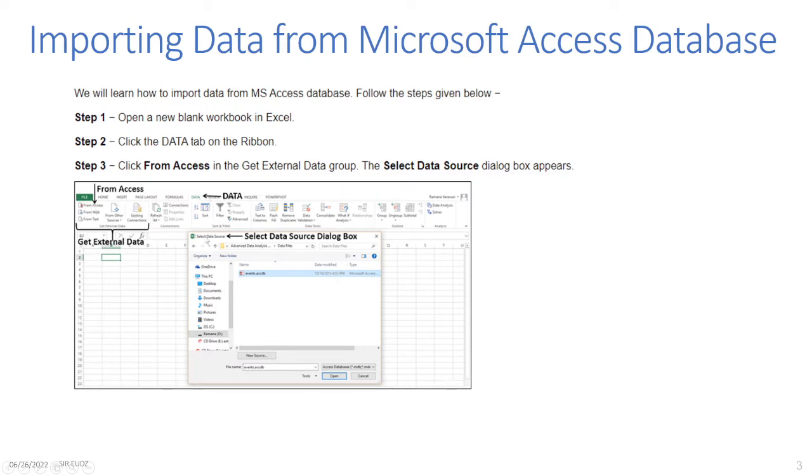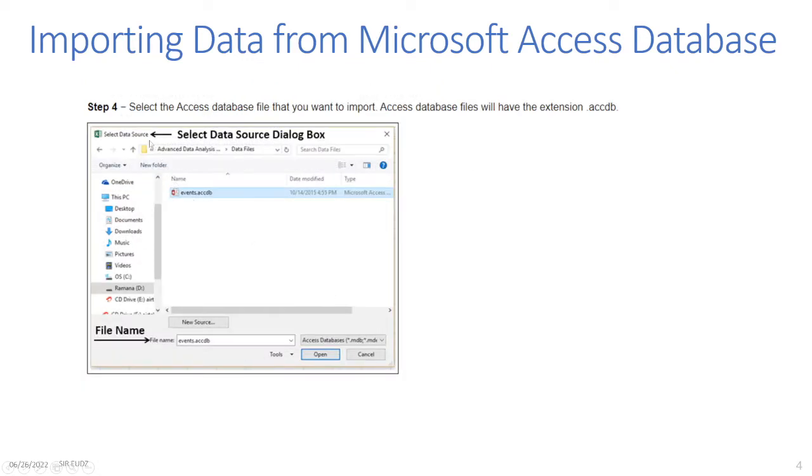Then the Select Data Source dialog box appears. So this is a Select Data Source dialog box. Then number 4, select the Access Database file that you want to import. And Access Database files will have the extension ACCDB or Access Database.